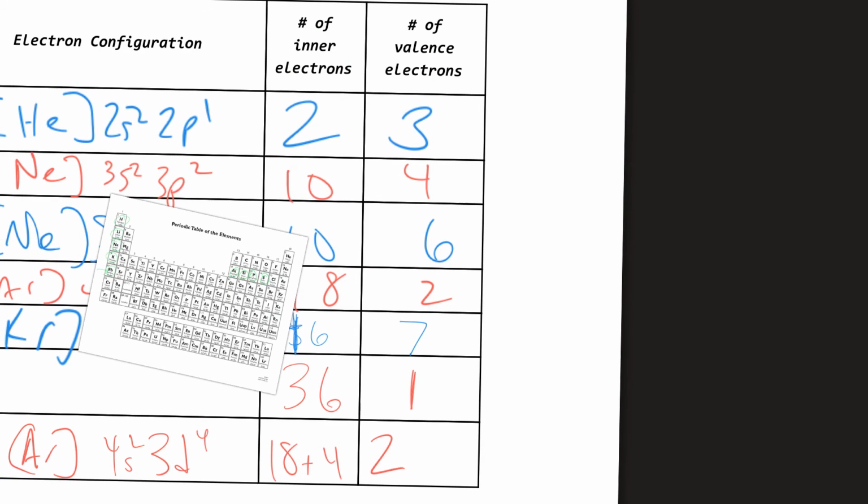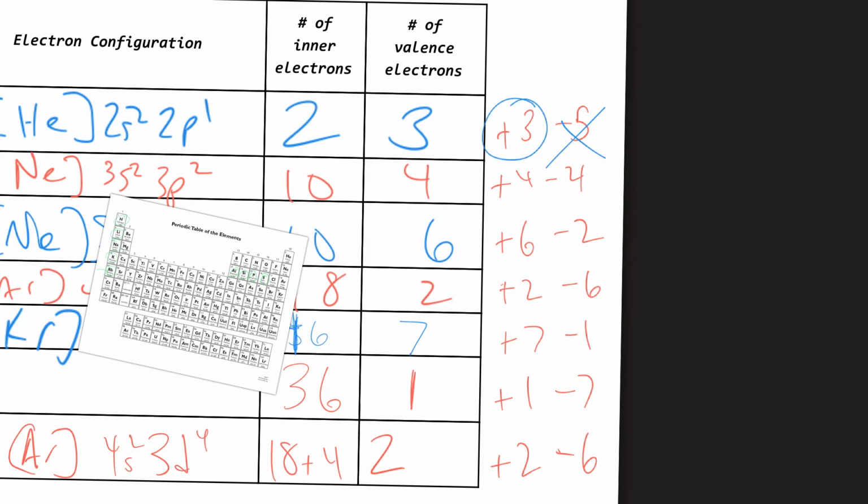Just for a bonus, I'm just going to go back. If this has 3 valence electrons, that means that it would either be a +3 or a -5. It'd have to gain 5 electrons or lose 3. This could be +4 or -4. This could be +6 or -2, +2 or -6, +7 or -1, +1 or -7, and then +2 or -6. So whatever number's lowest wins on this guy here. So you're going to lose 3 electrons and become a +3 here.